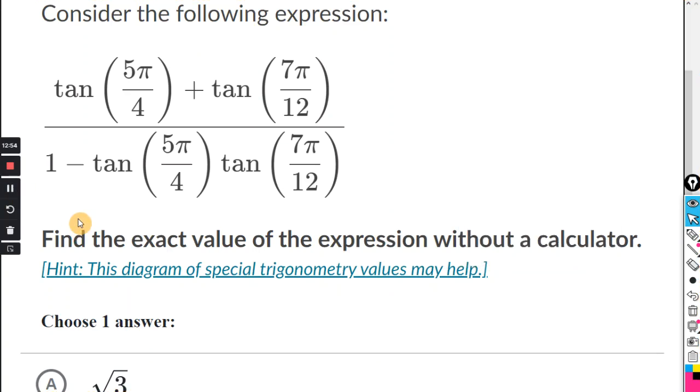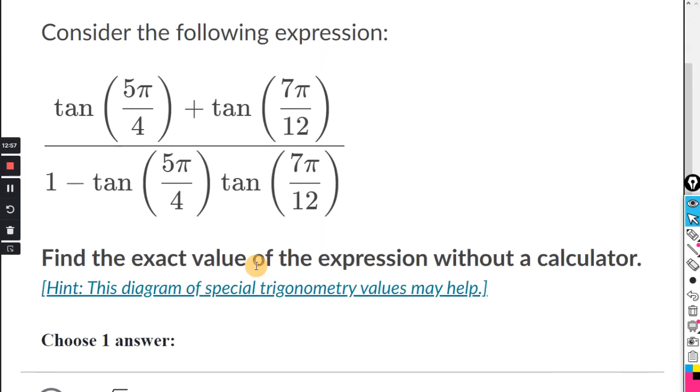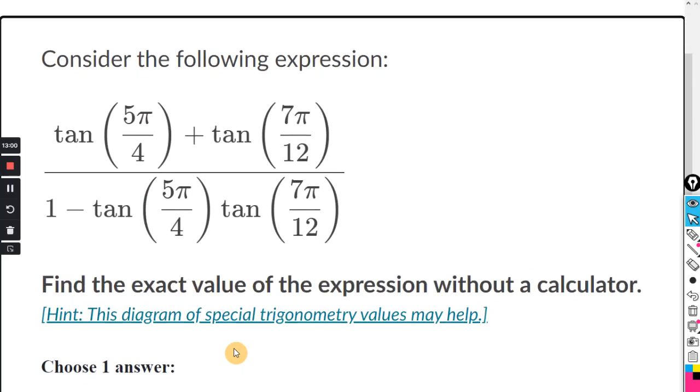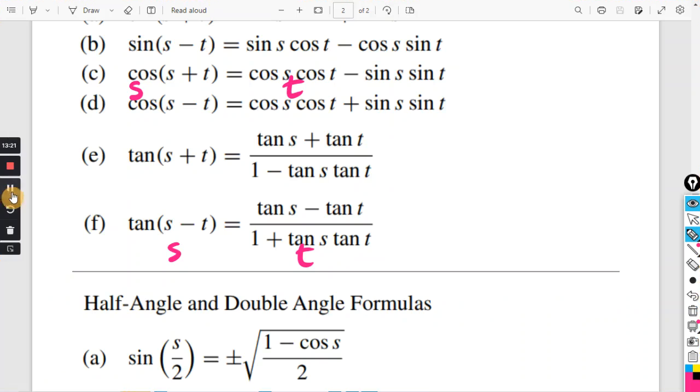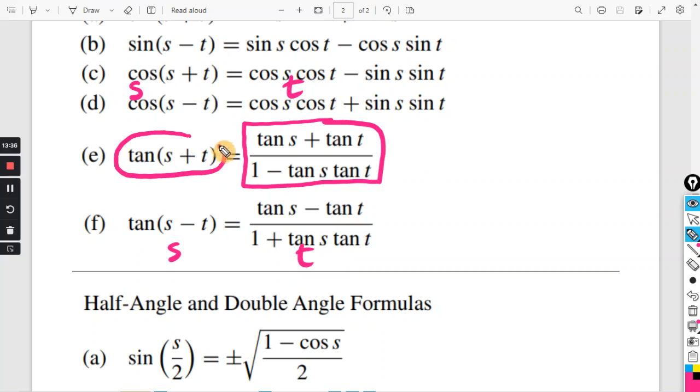All right, so here we have a tan function. Find the exact value without a calculator. All right, so I'm guessing there's a formula where this is used as s and this is used as t. All right, so it's going to be tan s plus tan t divided by 1 minus tan s tan t. Let's take a look. All right, so that matches this formula right here. Tan s plus tan of t over 1 minus tan s tan t. So in that case, the equivalency is the tan of s plus t.